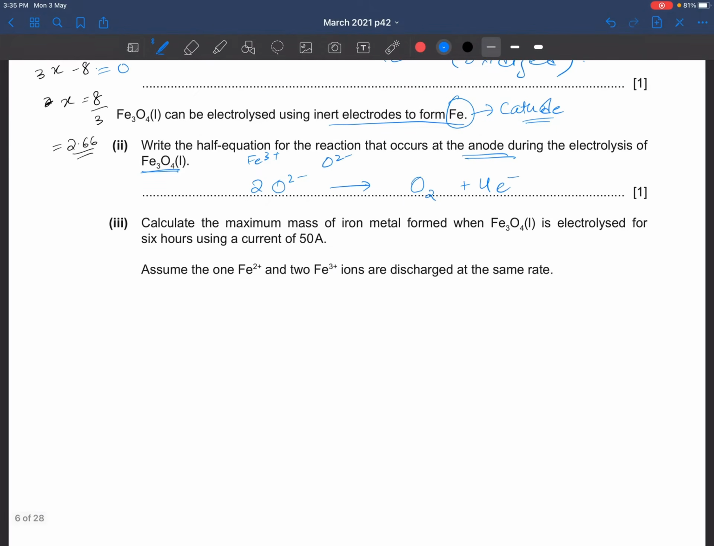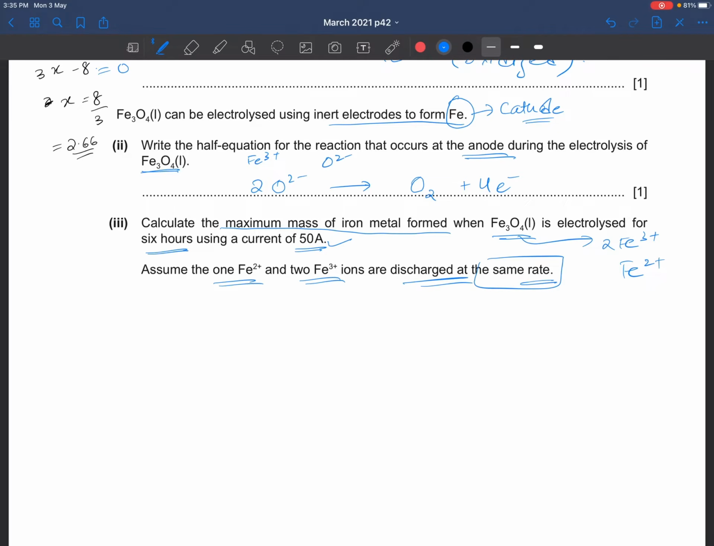Alrighty, next question is calculate the maximum mass of iron metal formed when Fe3O4 is electrolyzed for 6 hours using a current of 50 ampere. We have to calculate the mass of iron metal that has been deposited on the cathode when a current of 50 ampere is passed for 6 hours. Assume that one Fe2+ and two Fe3+ ions are discharged at the same rate, because they have already told us that in Fe3O4 we have two Fe3+ ions and one Fe2+ ion, and they are discharged at the same rate, right?